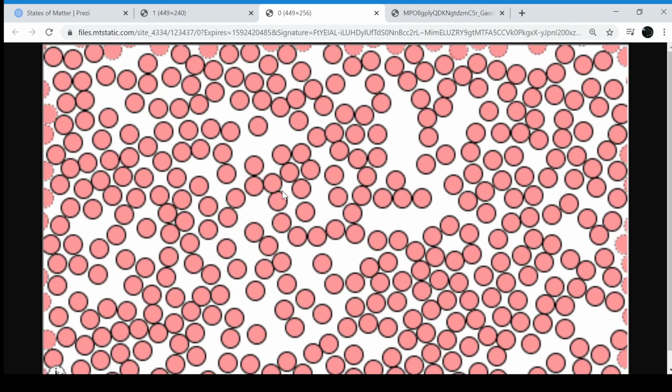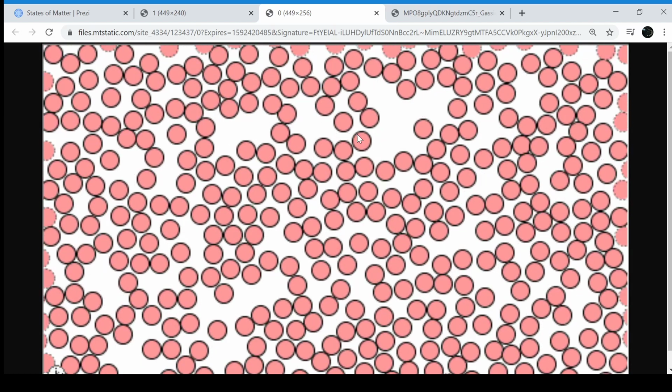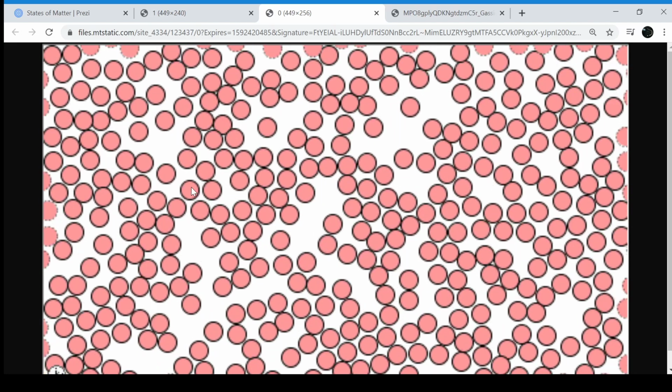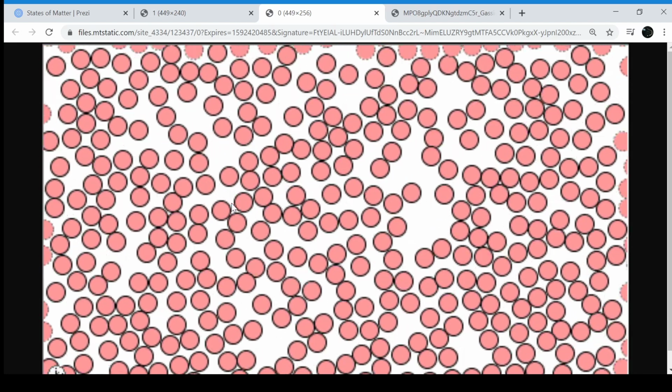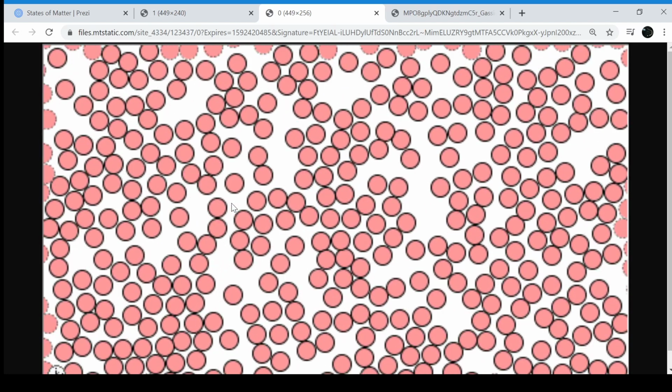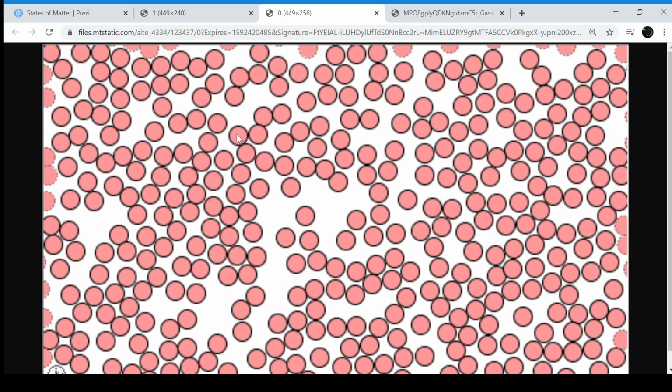They're still in the same general area. They're not going wildly all over the place. They're just sliding past each other. They've got enough energy of movement that they can slide past each other quite easily, and they're not locked into one position there.